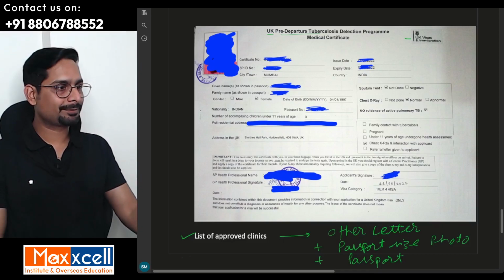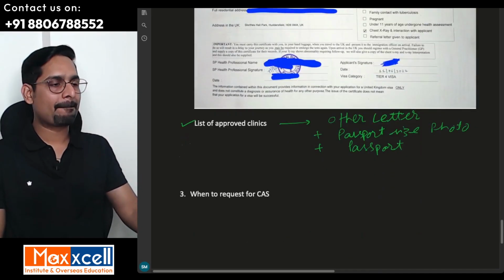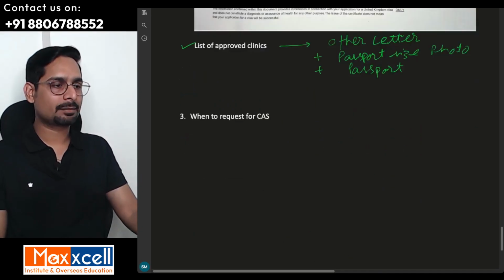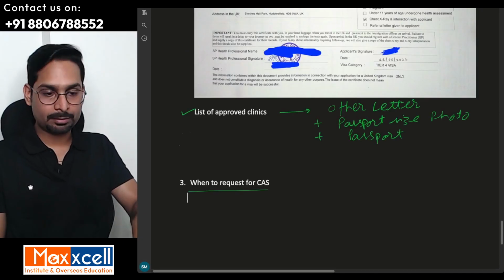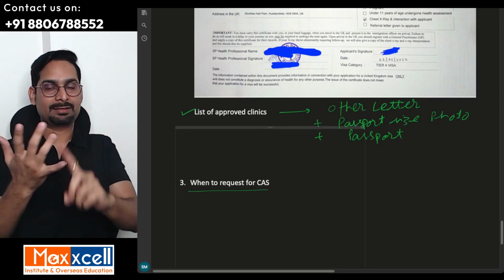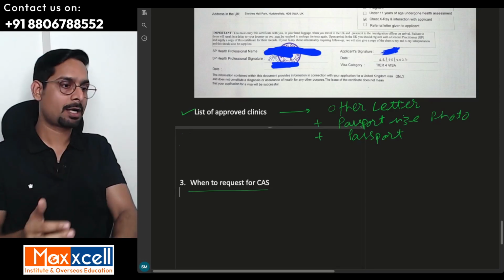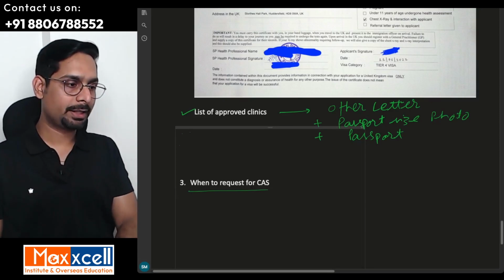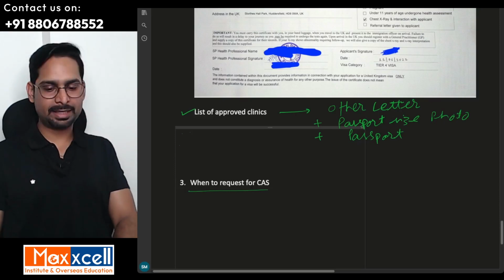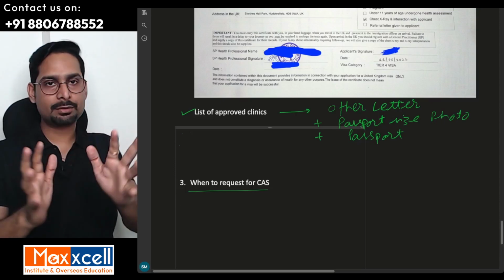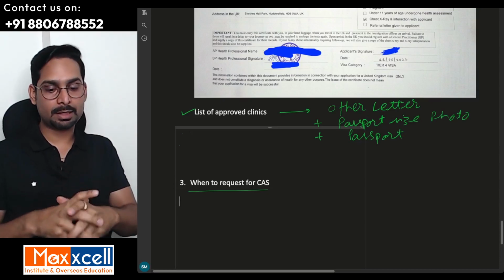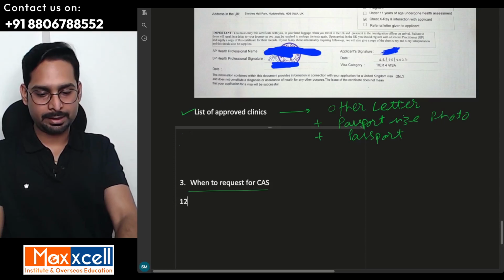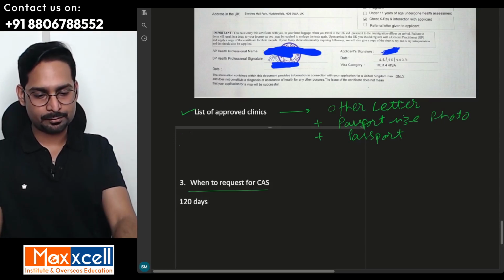Next is when to request for CAS. I hope the documents required to request for CAS are clear. One is the financial document, second is the TB test. When can you request for CAS? It varies from university to university, but usually the university opens the window to request for CAS 120 days prior to the course starting date.